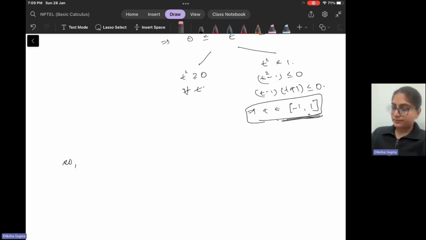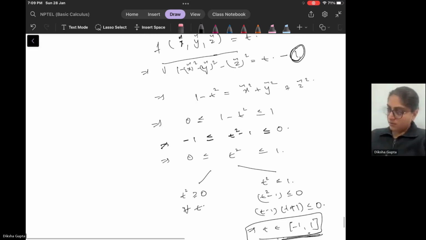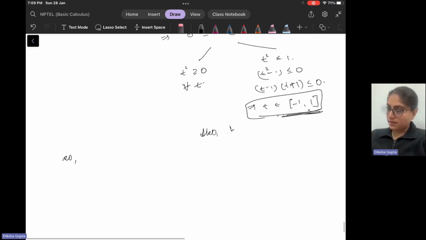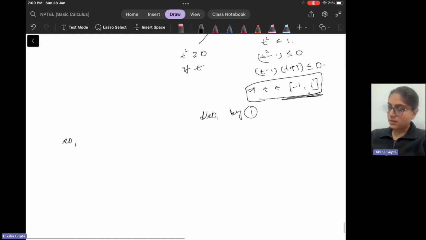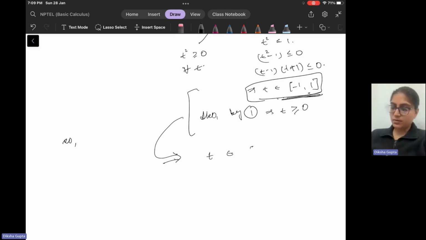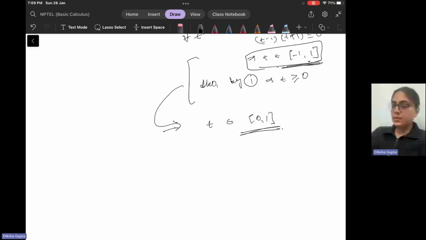Sorry, also note that there is one condition more, that t is greater than or equal to 0. So combining both these conditions, we get t belongs to 0 to 1. So we have gotten that for any number in the range, it will at least belong to this interval. Implies the range of f is contained in 0 to 1.